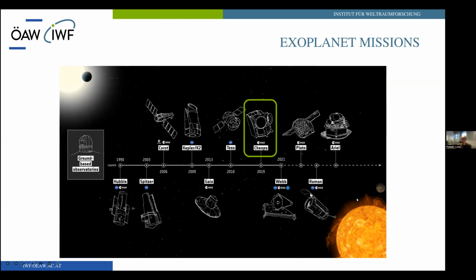Gaia, which has done some, is still trying to do. It promised to detect lots of planets, and it hasn't done that so far. But hopefully, it's going to come soon. And then we have TESS and CHEOPS, which are currently the workhorses for detecting planets, and CHEOPS and James Webb, which are the workhorses for better characterizing planets.